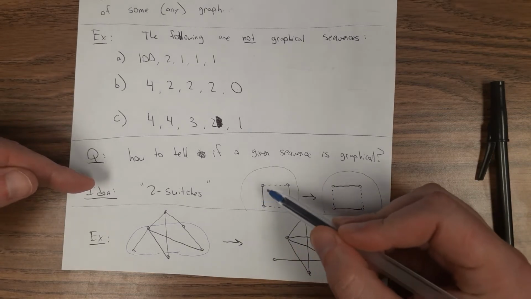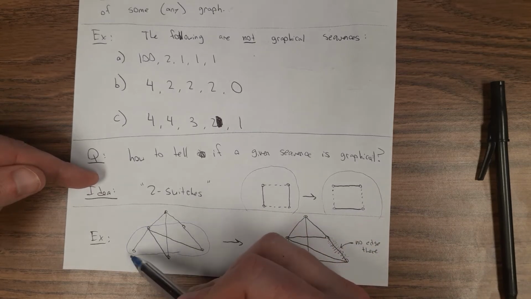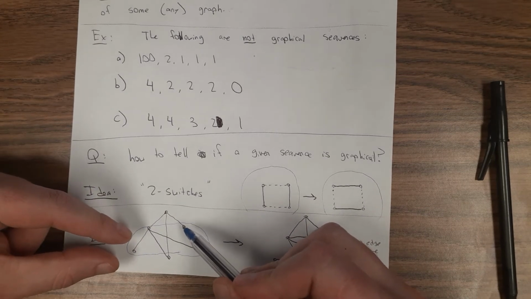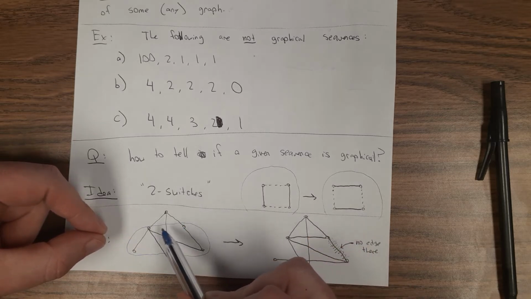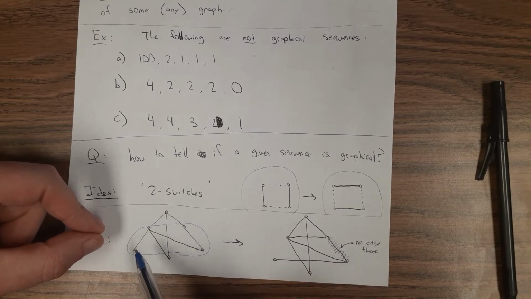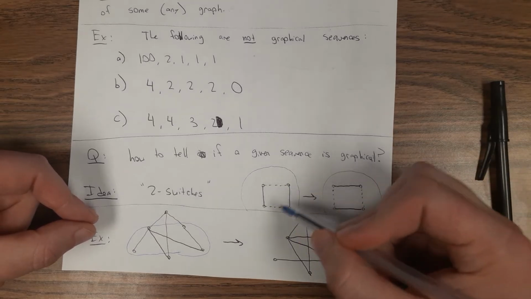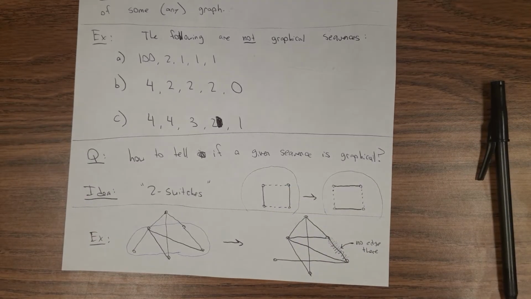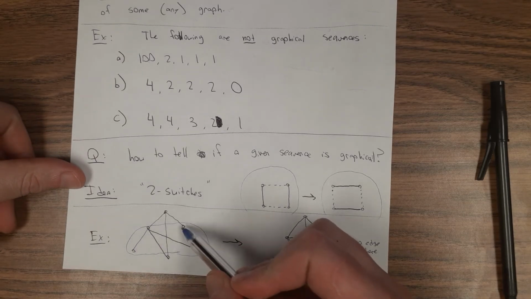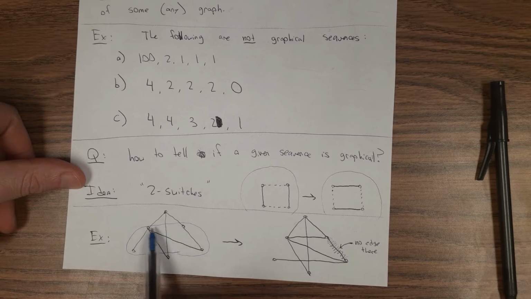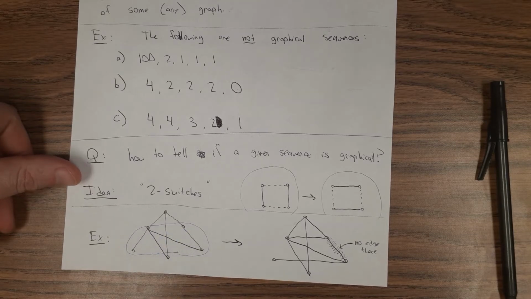I've got four vertices. Two of them are adjacent with an edge. And then if I look at the other two, those are also adjacent. I don't have an edge like this, and I also don't have an edge like this. So this is a suitable set of four vertices to apply a two-switch to. And then what's it going to look like? Well, now this edge will be gone, this edge will be gone, this edge will now be there, and this edge will now be there.